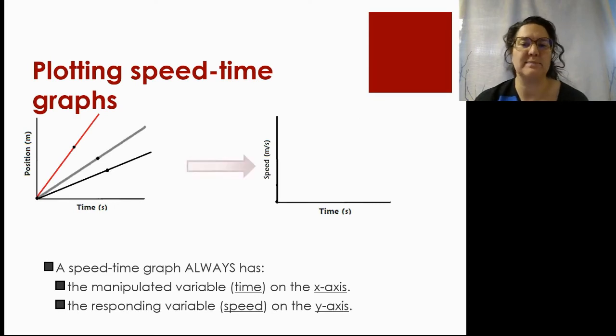When we're plotting speed time graphs, the speed time graph has the manipulated variable time always on the x-axis. So time will always be on the x-axis of a speed time graph, and speed will always be on the y-axis of a speed time graph. Okay. So we can have a position graph or a speed time graph. You really have to check those axes.